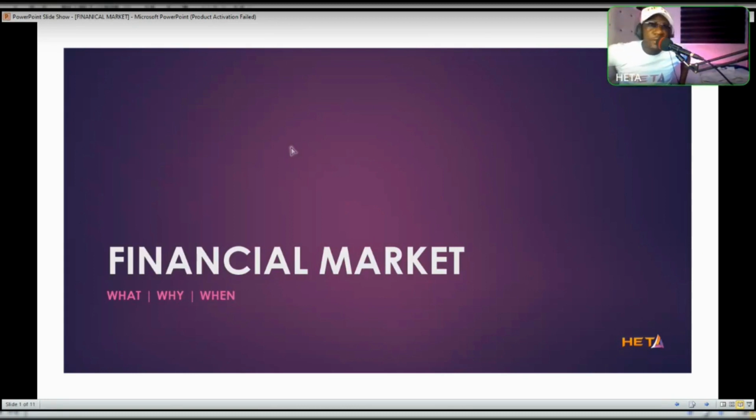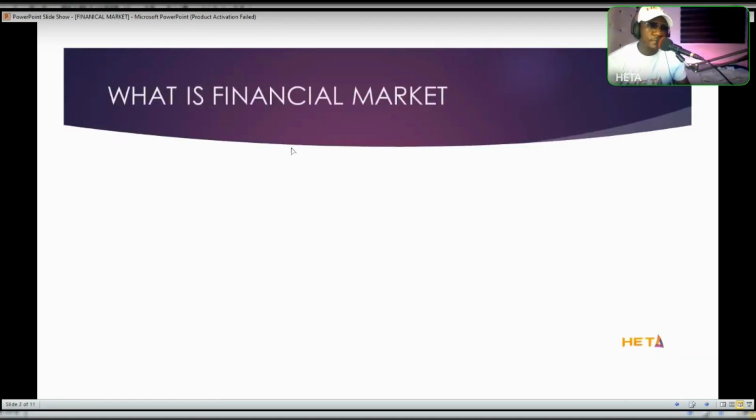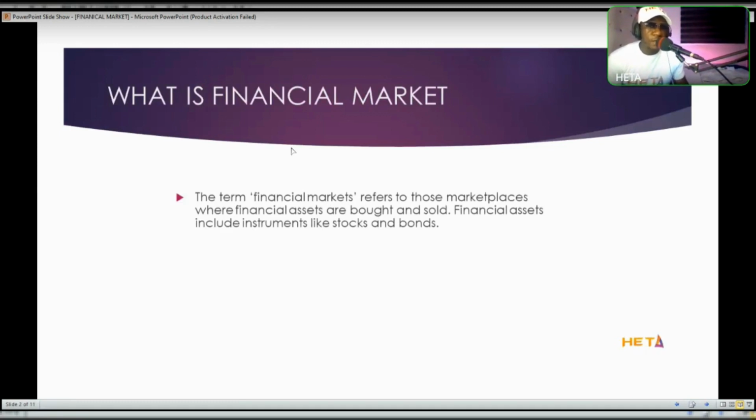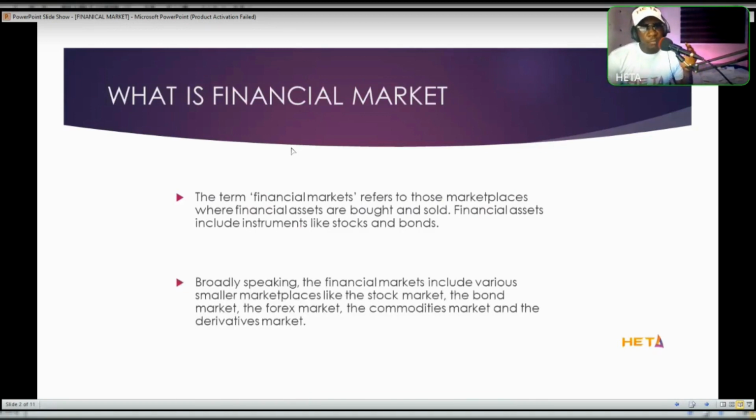Like I said, you can't talk about something without knowing the background it is built on, so we can't talk about trading without talking about the financial market. Let me give you a quick run through of what the financial market is all about. The term financial market refers to those marketplaces where financial assets are bought and sold. Financial assets include instruments like stocks, bonds, and more. Broadly speaking, the financial market includes various smaller markets, like the stock market, the bonds market, the forex market, the commodity market, and the derivative market.